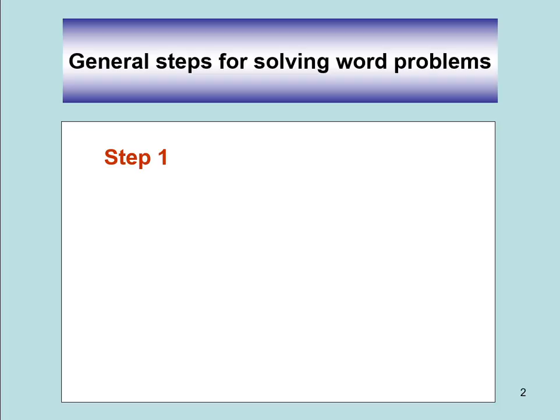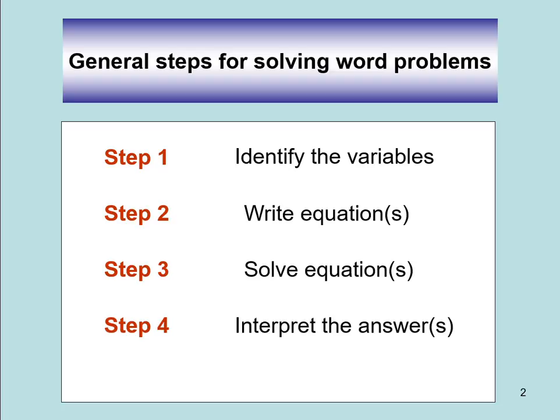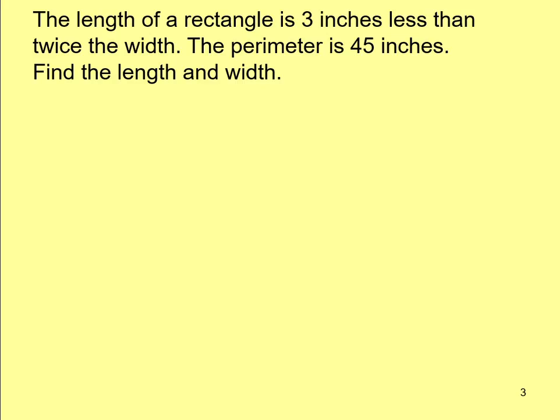Step 1, identify the variables. That means decide what you're looking for and what you're going to call them. Step 2, come up with an equation. This is usually the hard one. Step 3, solve the equation. Step 3 is the one of these that we've been dealing with. And then step 4, interpret the answers. Let me show you how the 4 steps work with this word problem.